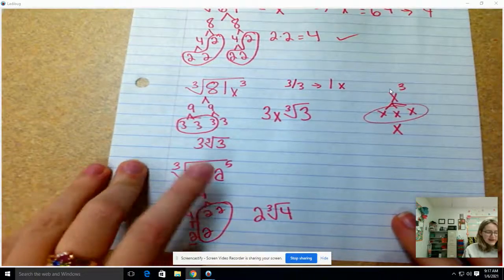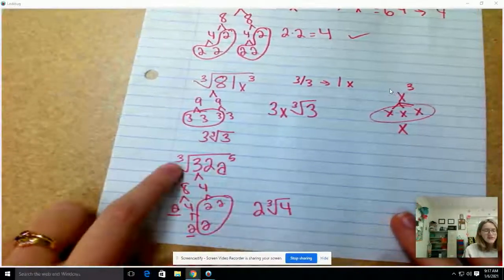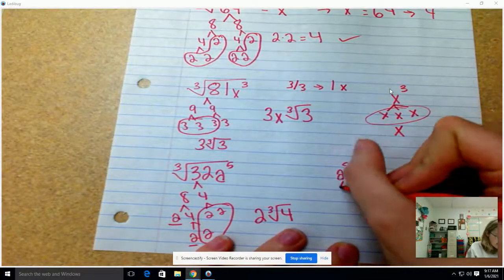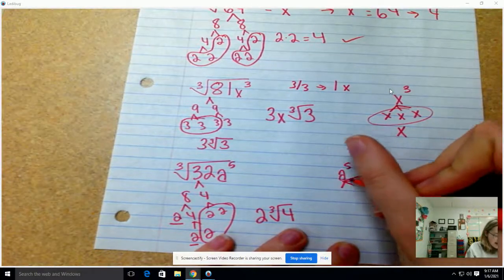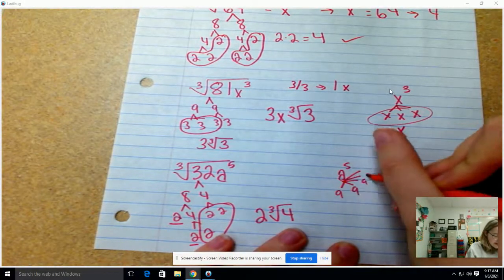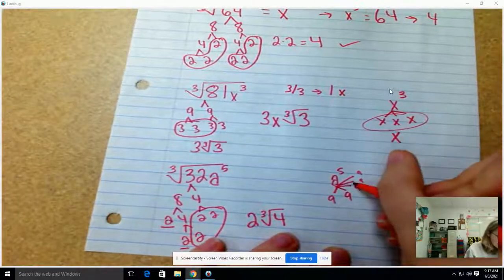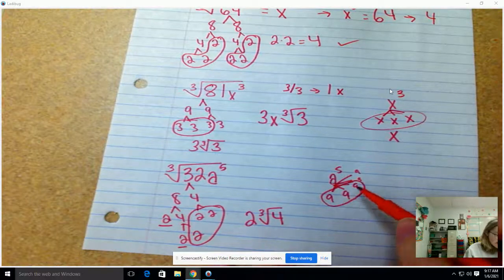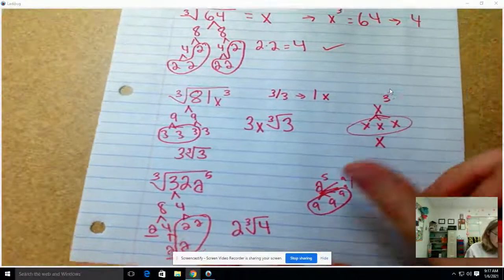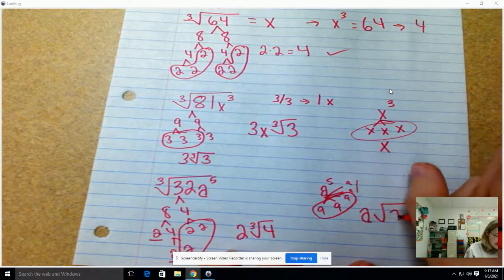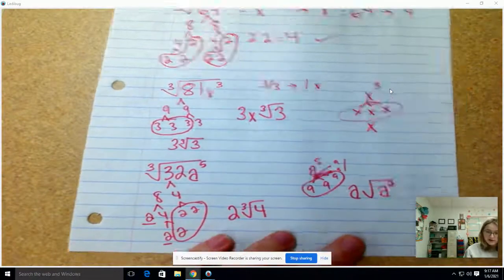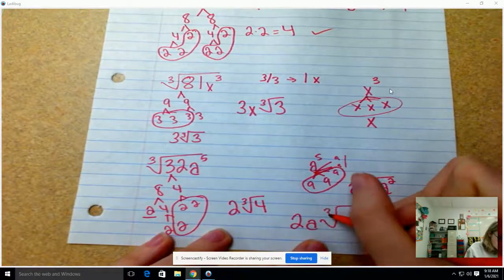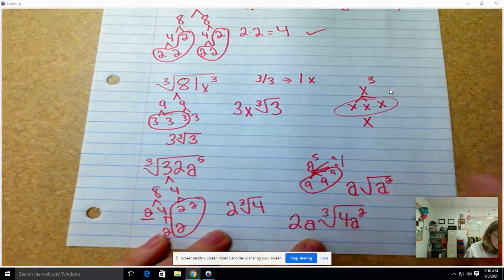And then we're going to worry about our a to the 5th. So we're going to check, is 5 divisible by 3 evenly? No. So we can come over here for a visual aid. And you're going to have 5 a's. I'm looking for groups of 3. So I'm going to have 1 a on the outside, and then my other 2 are going to be inside the radical. So this is going to be a times a, which is a squared. So then when I combine these two, what's on the outside stays on the outside. And then it's going to be 4a squared.